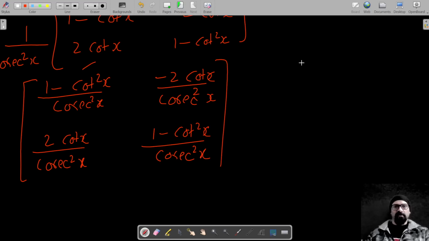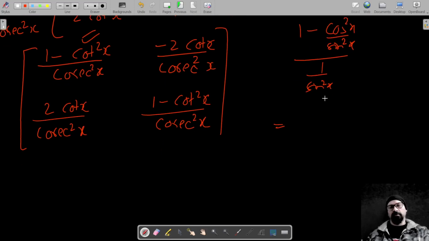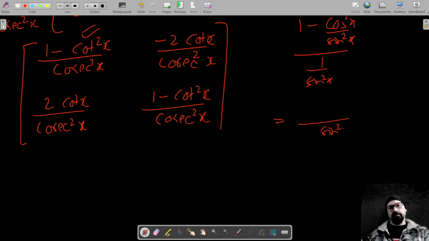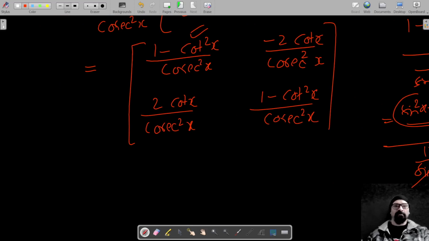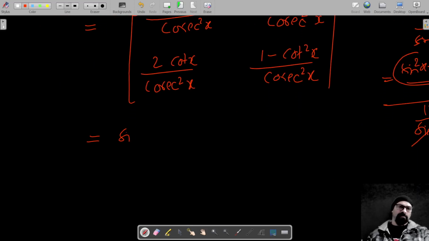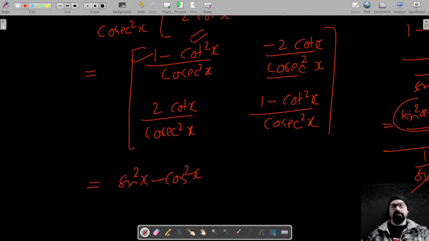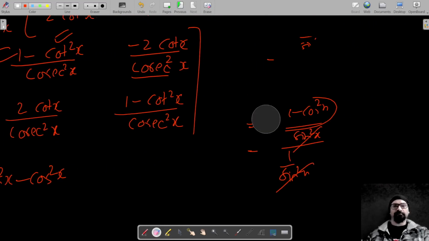So we know that cot is cos upon sine x, and cosecant square is 1 by sine square x. So this is, let's take the LCM. So this is sine square x minus cos square x upon 1 by sine square x. So we are left with sine square x. So this is now equal to sine square x minus cos square x.